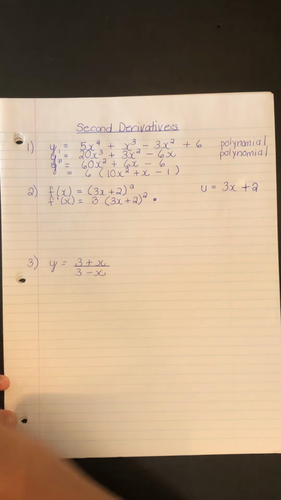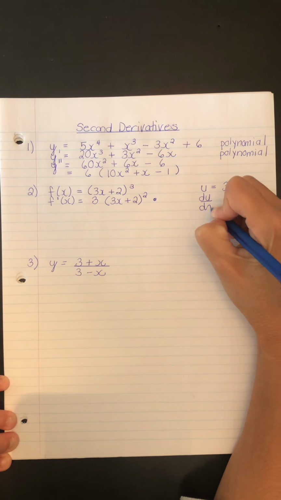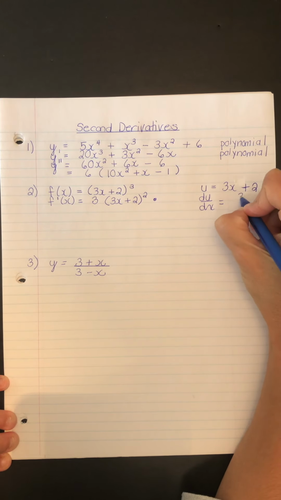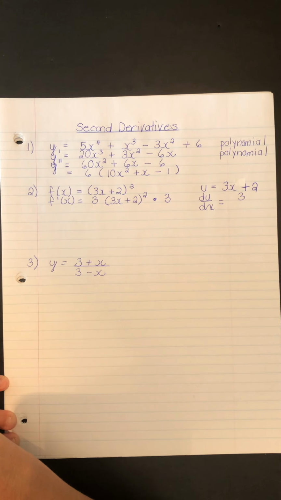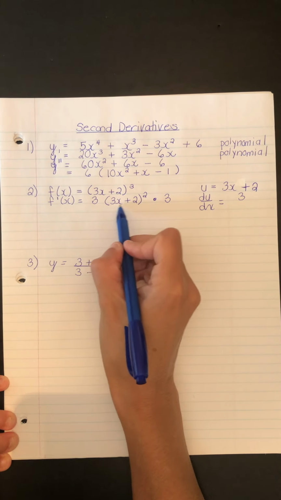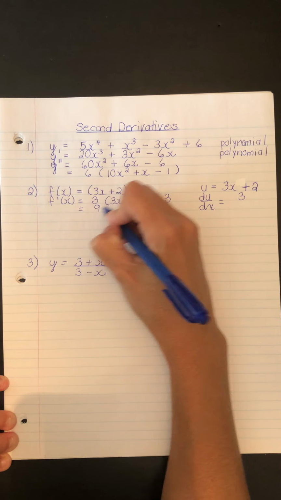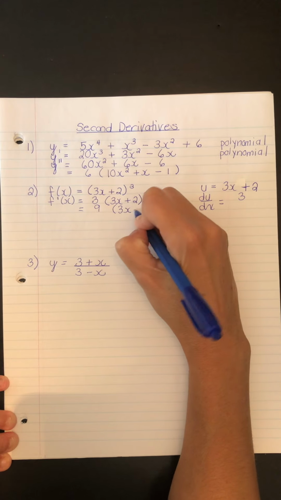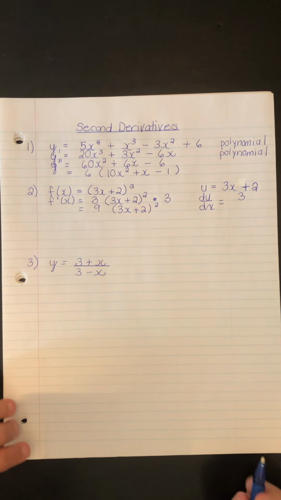And now we have to make sure we multiply that by the derivative of u with respect to x. And the derivative of u with respect to x is 3. So we make sure we multiply here at the end by 3. So 3 is the derivative always of the inside of the bracket. So this becomes 9 times 3x plus 2 all squared. And that's our first derivative, again, f prime at x.